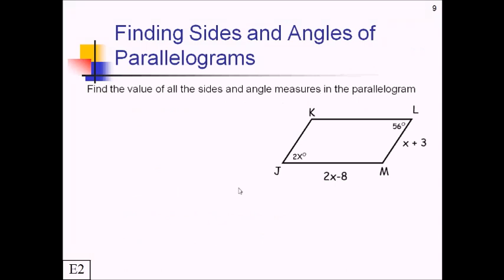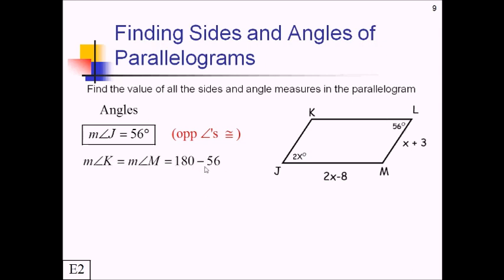Here's another parallelogram sides and angles problem. This one's got some x's in it. Pause the video and try this one out. All right, let's start with the angles. Now again, opposite angles are going to be congruent, so we know that angle J has to also be 56 degrees. You might have been tempted to say 2x equals 56. We'll get there later. We're not there yet. We just need the angle. All right, how about K and M? Well, those are going to be supplementary with 56, so 180 minus 56 is going to give us 124 degrees for both of those.